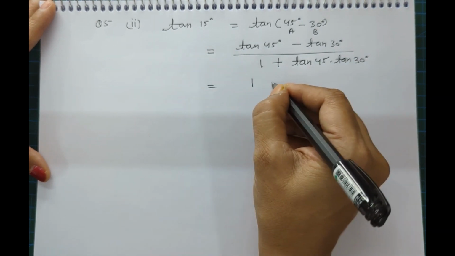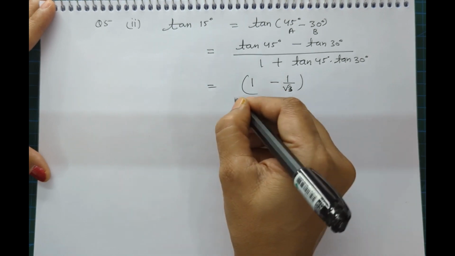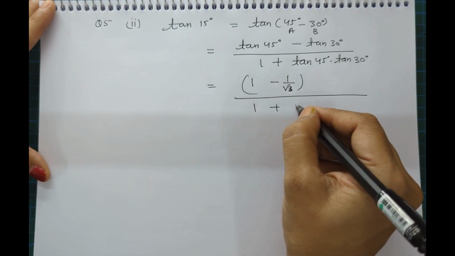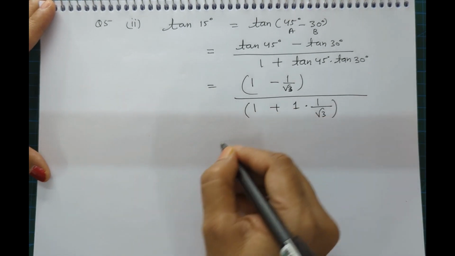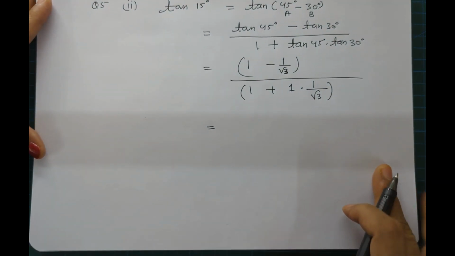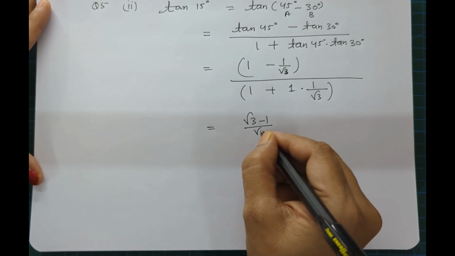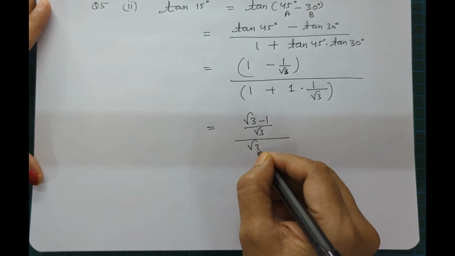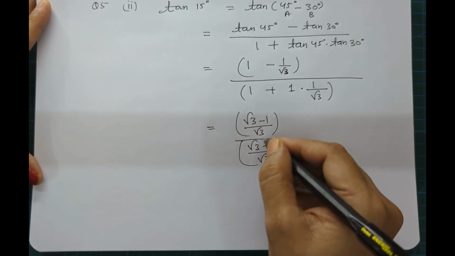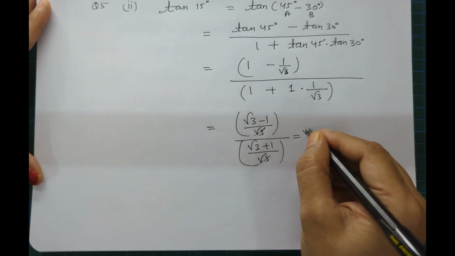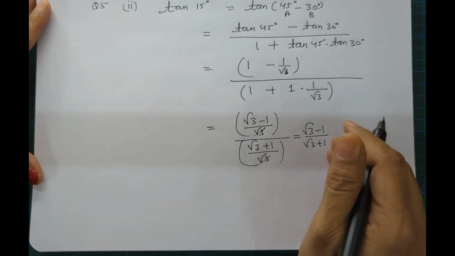Tan 45 is 1, tan 30 is 1 upon root 3. So numerator is in this form. We will take LCM. 1 plus tan 45 is 1 and tan 30 is 1 by root 3. So denominator LCM also we will take. Numerator turns out to be root 3 minus 1 upon root 3. Denominator turns out to be root 3 plus 1 by root 3. The numerator's denominator and denominator's denominator go for a cancellation and we get root 3 minus 1 by root 3 plus 1. So we got this, but this should not be declared as answer.